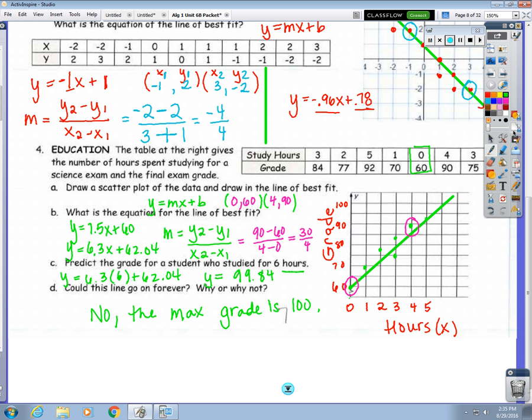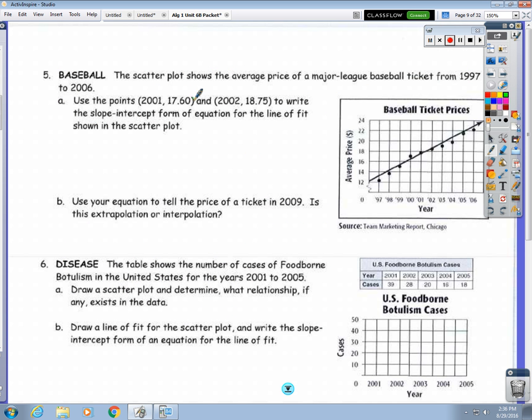Okay, now turn to the next page. Okay, I want you to go ahead and try 5A. Work on 5A. Try it. Look, they've given you 2 points. What do you label this point? X1 and Y1. What do you label this point? X2 and Y2. Now, they gave us those 2 points so that we could write the slope-intercept form of equation for the line. What is an equation of a line? What form?